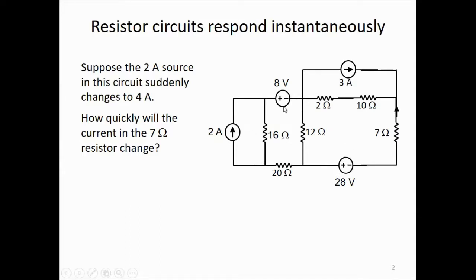So let us say we've solved this circuit and found all the currents and voltages, and specifically the current in this 7 ohm resistor. And then let us say that this 2 ampere current source suddenly is changed to 4 amperes. Very suddenly, almost instantaneously, the current changes from 2 amperes to 4 amperes. So of course all the currents and voltages in the circuit will change, and so the current in this 7 ohm resistor will change. The question is, if the 2 amp becomes 4 amps instantaneously, will the current in this 7 ohm resistor change instantaneously, or will it take time?